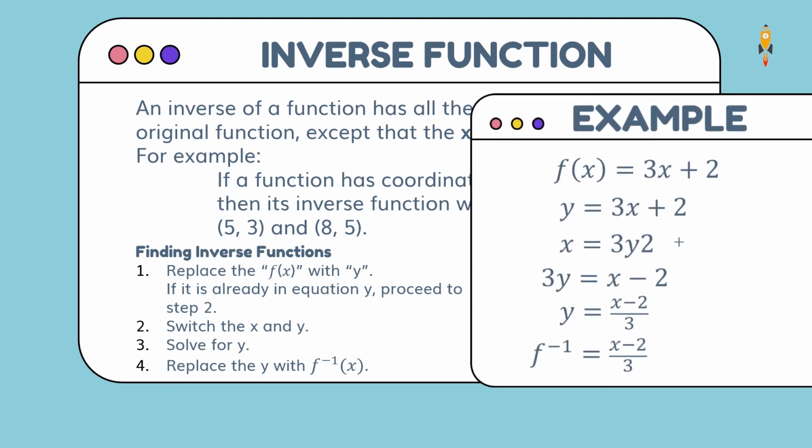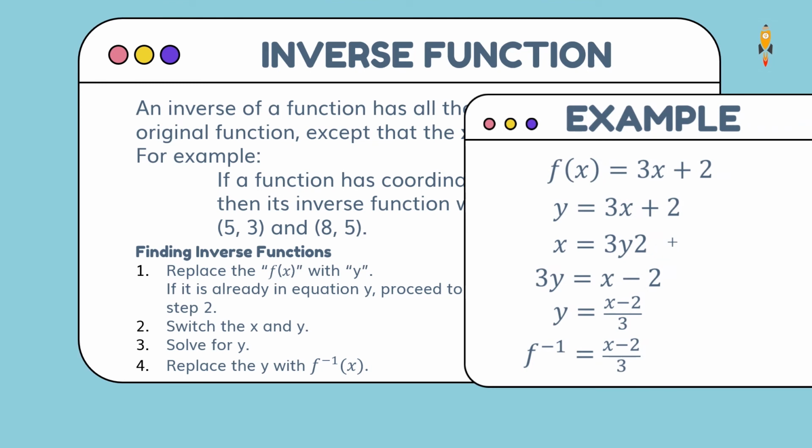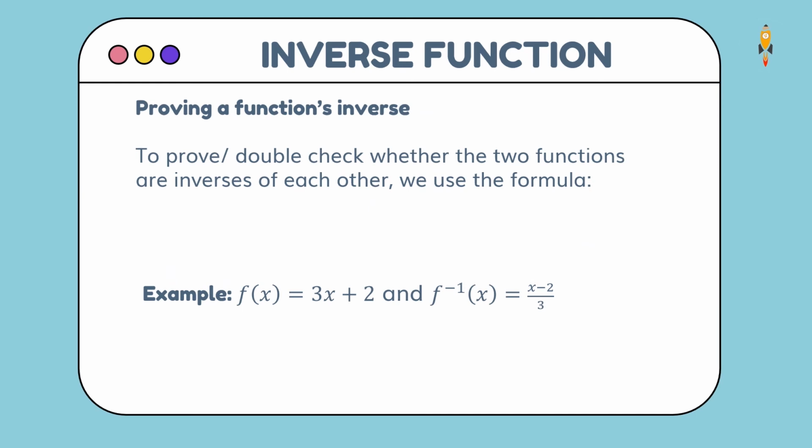For example, f of x is equal to 3x plus 2. Step 1. y is equal to 3x plus 2. Step 2. x is equal to 3y plus 2. Step 3. 3y is equal to x minus 2. How to prove a function's inverse?